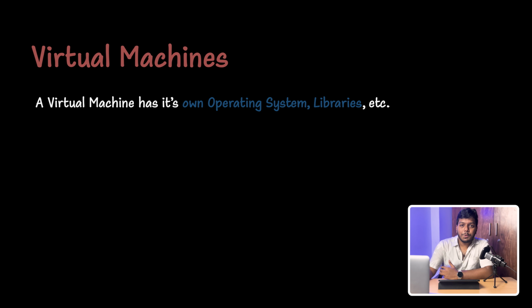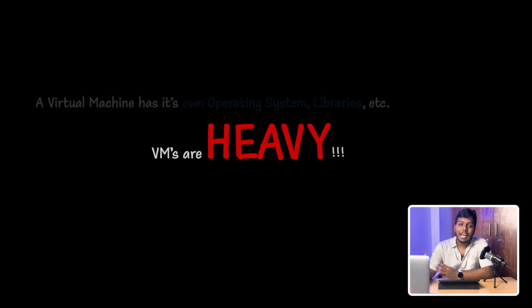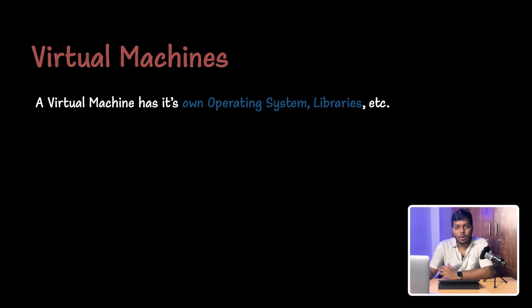First, let's talk about virtual machines. Imagine you are having a web app and it requires its own space to live. Then traditionally you would choose a virtual machine. A VM has its own operating system, libraries, and everything else needed to run your app. And here's the catch: VMs are heavy. They take a lot of resources because they run full OS copies.